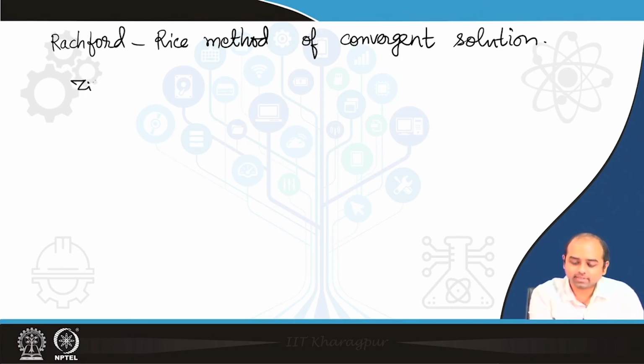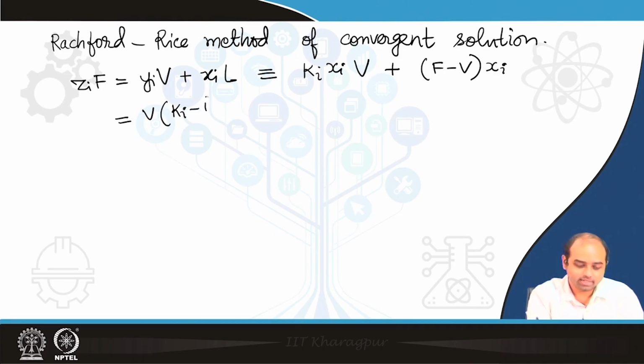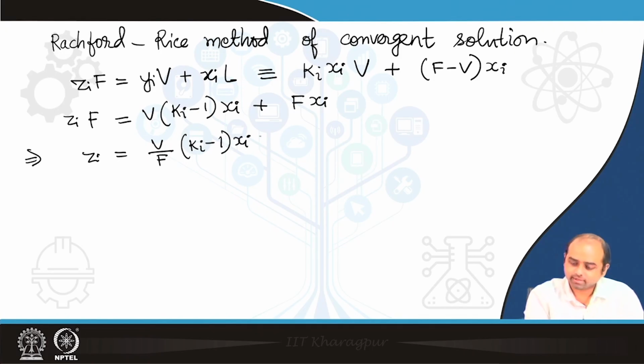The first equation that we have is the overall species balance. This can also be written using Yi equal to Ki Xi from the phase equilibrium, and L can be written as F minus V. I am just trying to minimize the number of unknown variables. So, this can effectively be written as V into Ki minus 1 Xi plus F Xi, which is Zi into F, and correspondingly I can write Zi is equal to V by F, Ki minus 1 Xi plus Xi.